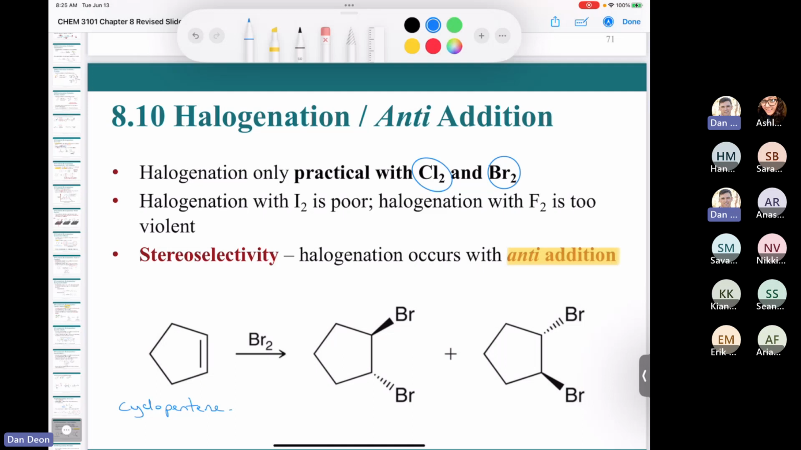When we do that bromination, we end up with a pair of enantiomers. So these are enantiomers. You know something? I don't always read the textbook before I come to class. I've read the textbook many times.